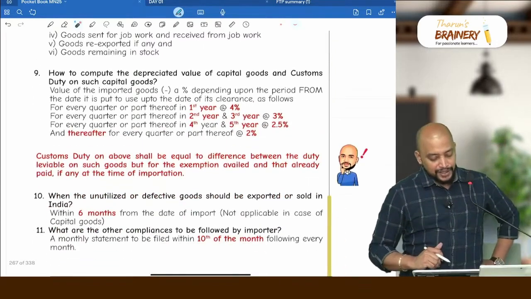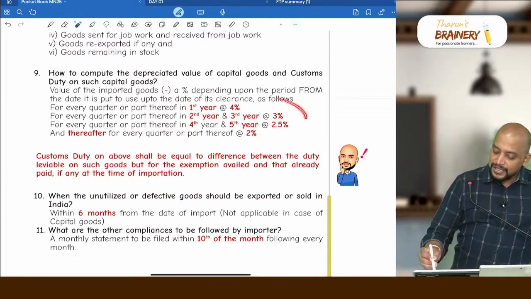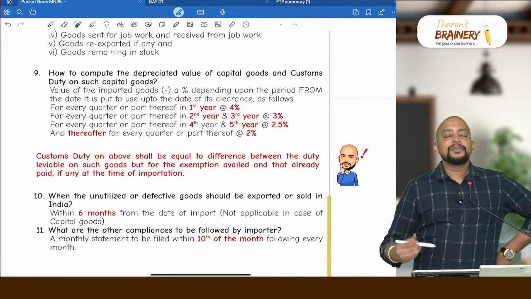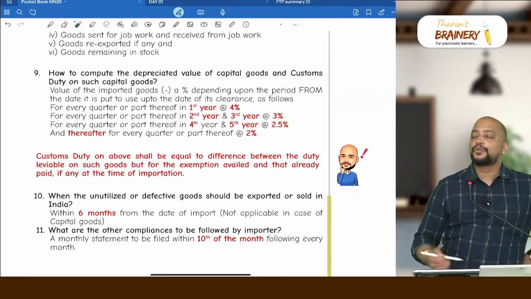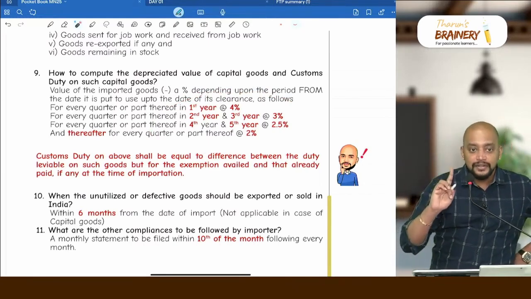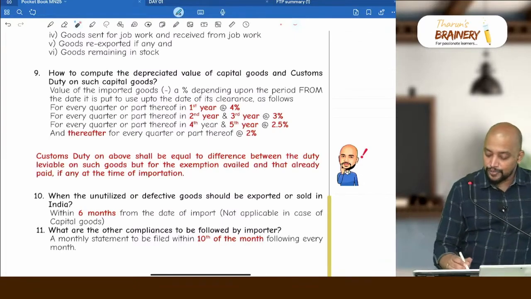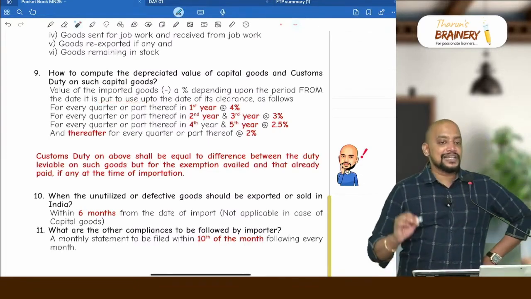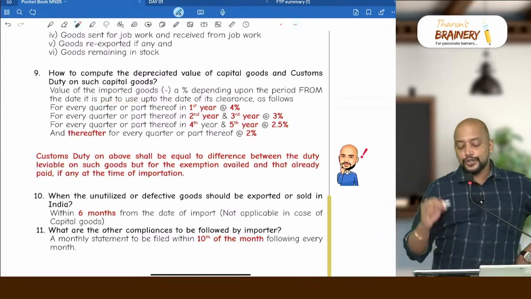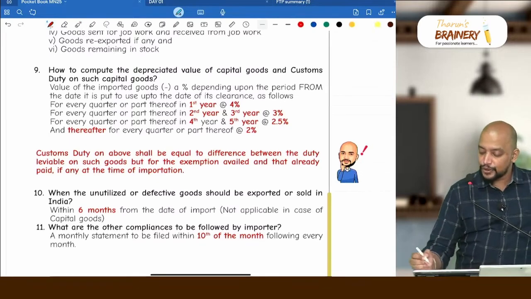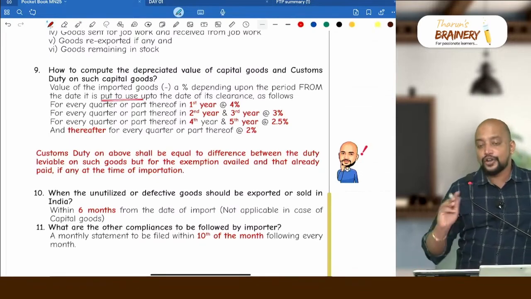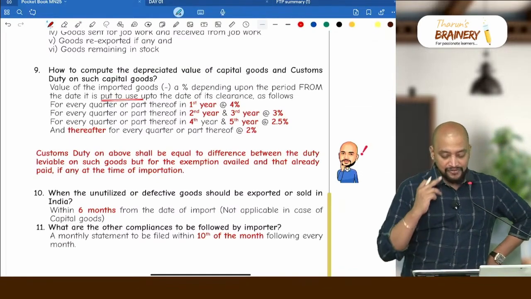Now I have one doubt, sir, whether this depreciation needs to be computed from the date it is imported or the date it is put to use. Always depreciation, income tax, put to use, here also put to use. From the date it is put to use only it should be counted, but not from the date it is imported. Be careful with respect to that.